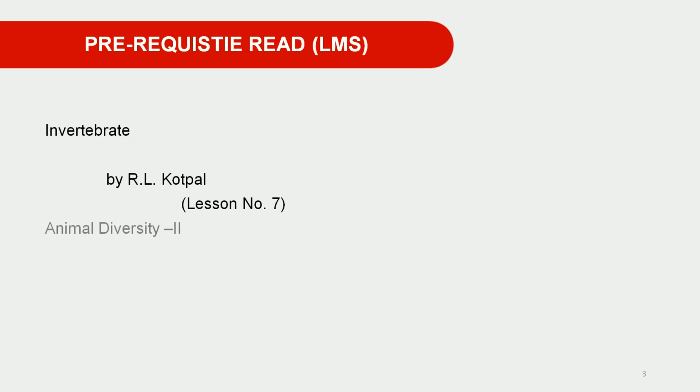Before starting today's lecture, I suggest some prerequisite reading. One book available in our KTHM library is Invertebrates, written by R.L. Kotpal. In this book you can go through lesson number 7. I also suggest another textbook, Animal Diversity Part 2, written by Dr. V.R. and his colleagues, published by Vision Publication. In this book you can go through lesson number 5. You get good information related to the water vascular system.